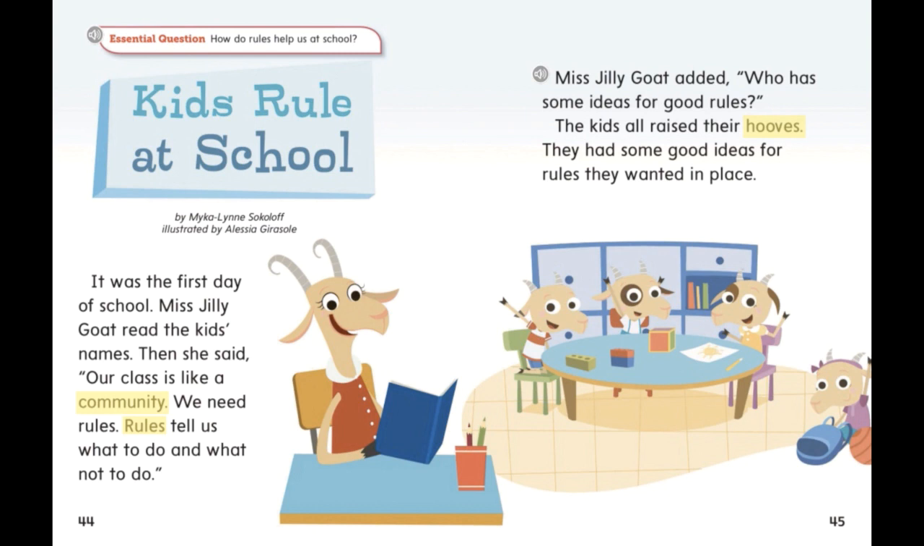We can learn about Miss Jillygoat's character by the illustrations and the words she says. In the illustration, we see that she's a goat, and on the pages we just read, we know that she thinks of the class as a community. That means that they work together. And she asks for the kids to participate in that community. This shows that Miss Jillygoat wants everyone to feel a part of the class.